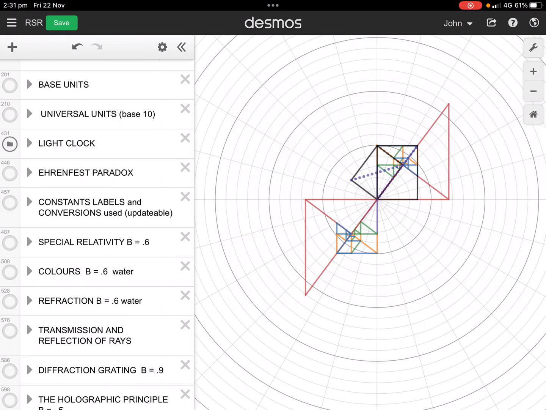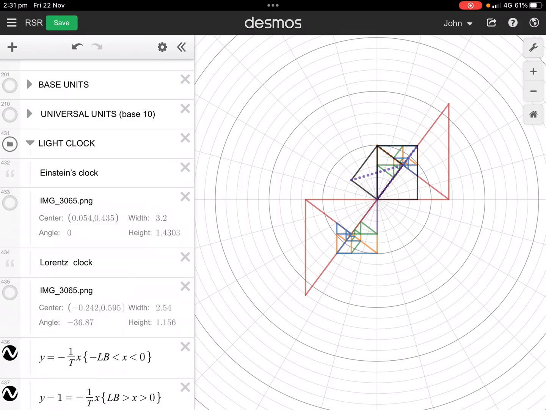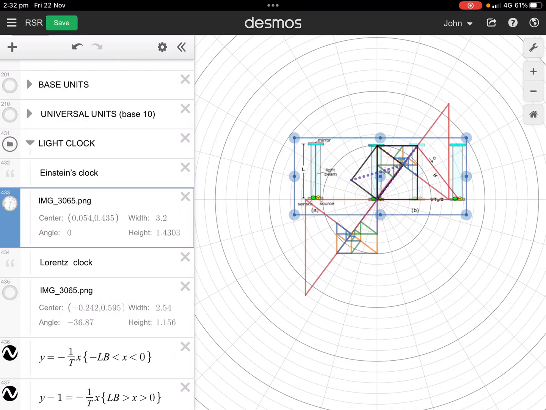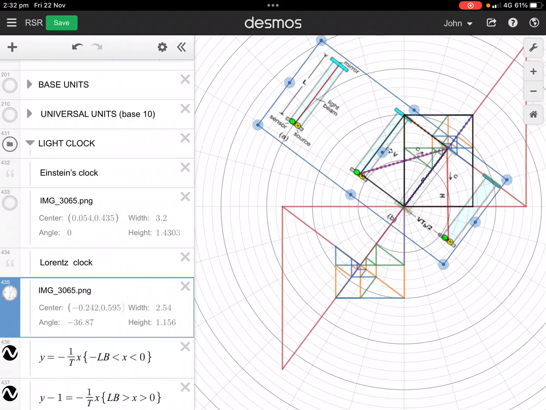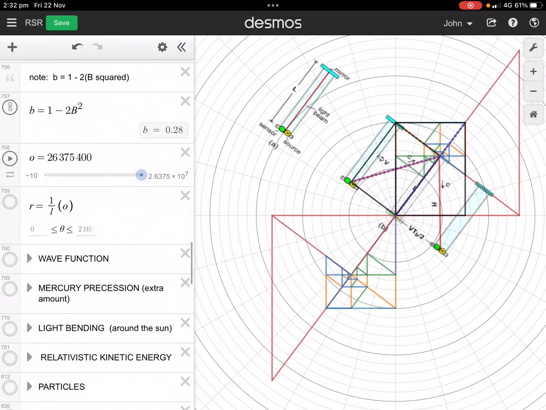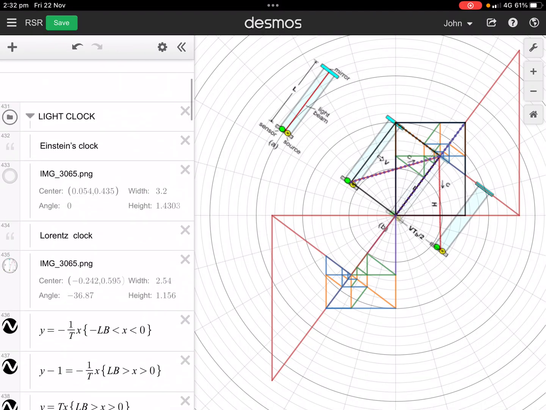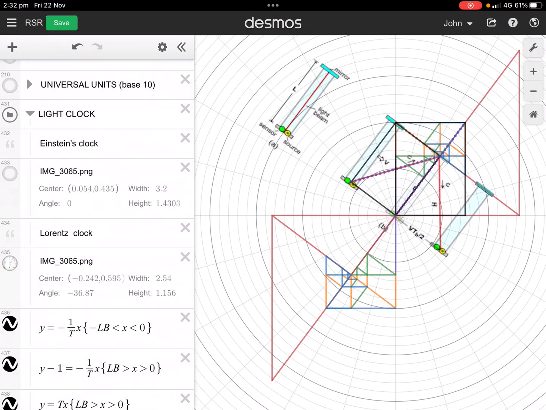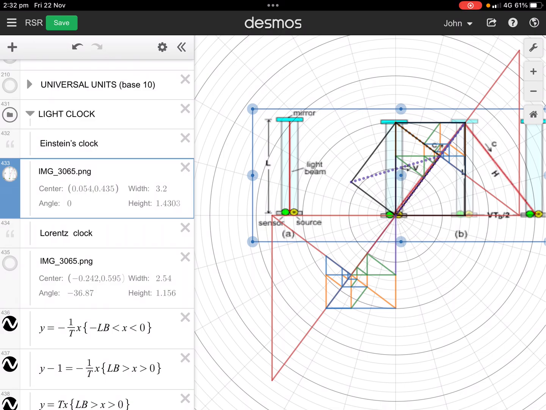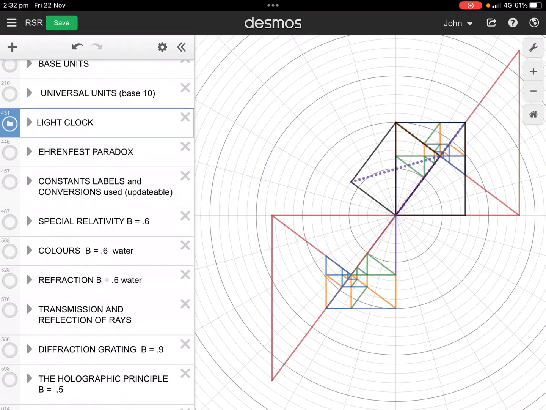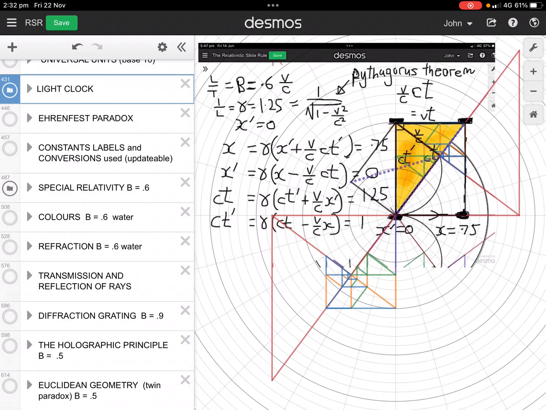And then we've got Einstein's light clock and Lorentz's light clock. So both points of view are just as valid. You can either use time dilation or length contraction. Lorentz used length contraction, that's the Lorentz transform, and then Einstein preferred to use time dilation, so his light clock's going that way. And that's Einstein's calculations there for his light clock.